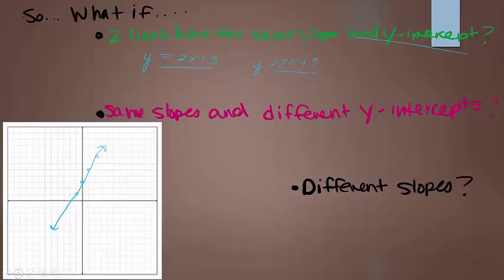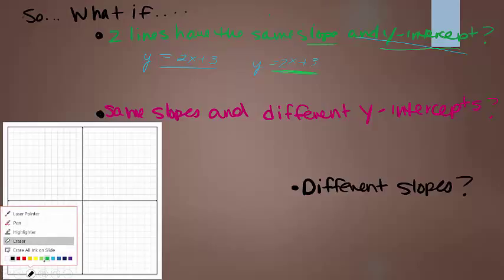And if I chose a different color to try to do the other one, I am going to be copying exactly what I just did and going right on top of it. So if two lines have the same slope and the same y-intercept, that means they are the exact same line.